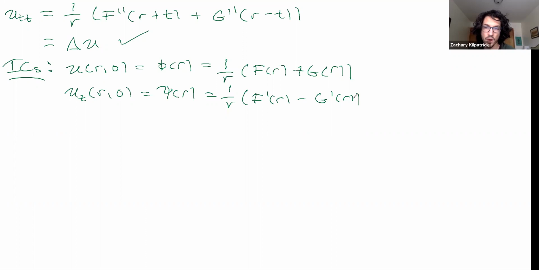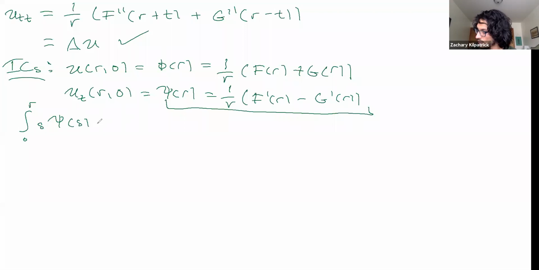So if I want to get back a useful formula from this equation, I need to integrate it, okay? So let me go ahead and multiply it through by R, okay? And then just integrate from 0 to R, right? So I'm going to use a different dummy variable in the integrand. So I get the integral of s psi of s ds is going to be equal to f of R minus g of R minus f of 0 plus g of 0, right? Just using the fundamental theorem of calculus, okay?